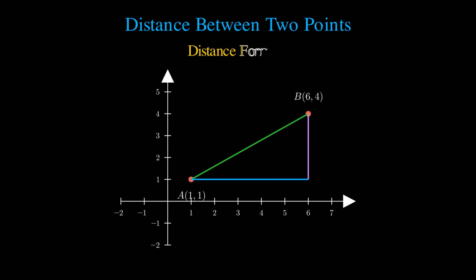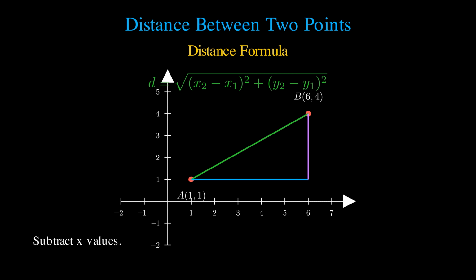To find that diagonal length, we use the distance formula, which comes from the Pythagorean theorem. The formula tells us to subtract the x values, subtract the y values, square both results, add them together, and then take the square root. So the formula looks like this. Distance equals the square root of the difference in x values squared plus the difference in y values squared.